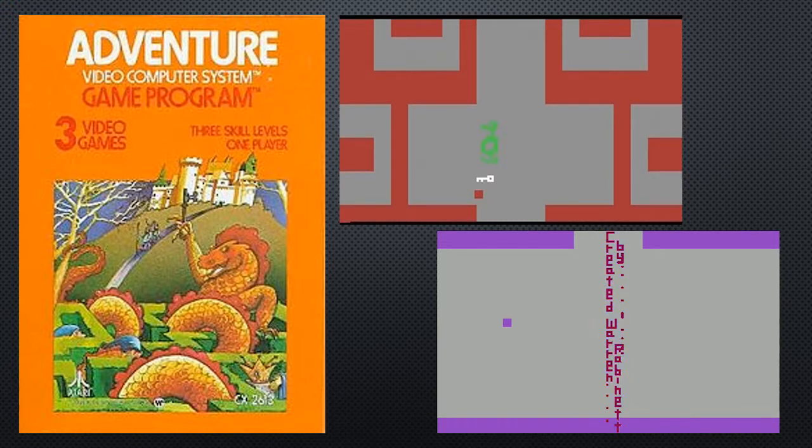So he decides to put in this thing where if you go into a certain room a certain number of times, you go in, out, in, out, in, out, in, out, then you can go into a secret room, and in that secret room is his name, created by and his name. Okay, and this is the very first Easter egg ever put into a game.